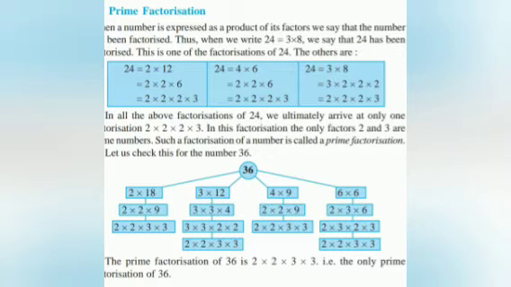We can also do prime factorization in the form of a factor tree. ट्री के फॉर्म में भी कर सकते हैं. तो 36 का बनाया उन्होंने, 2 times 18, then 2 times 2 times 9, then 2 2 3 3, like that. Final factors are 2, 2, 3, 3.